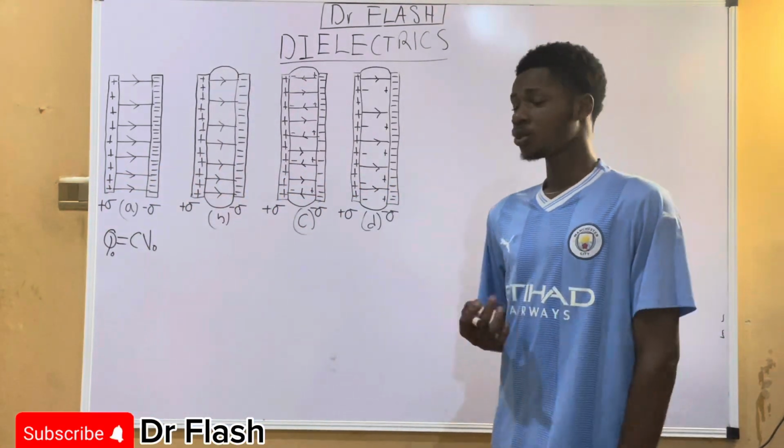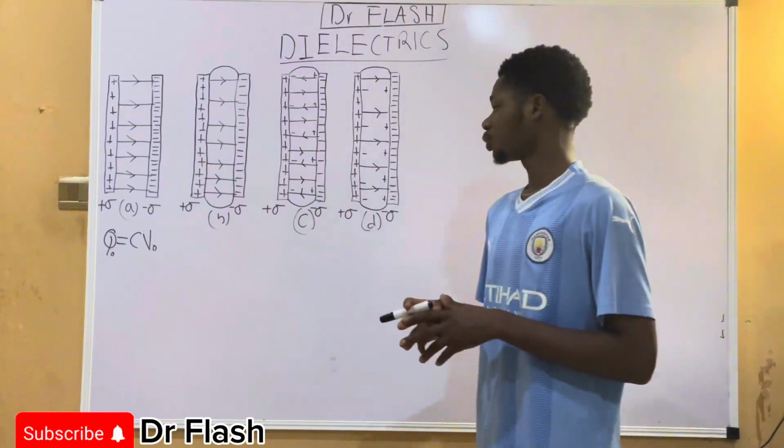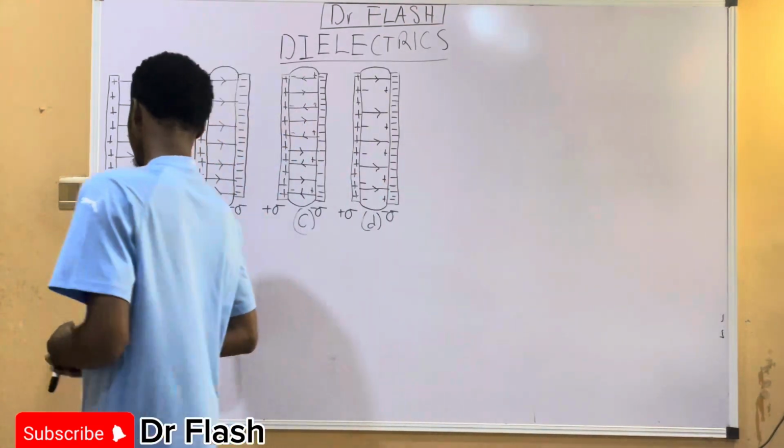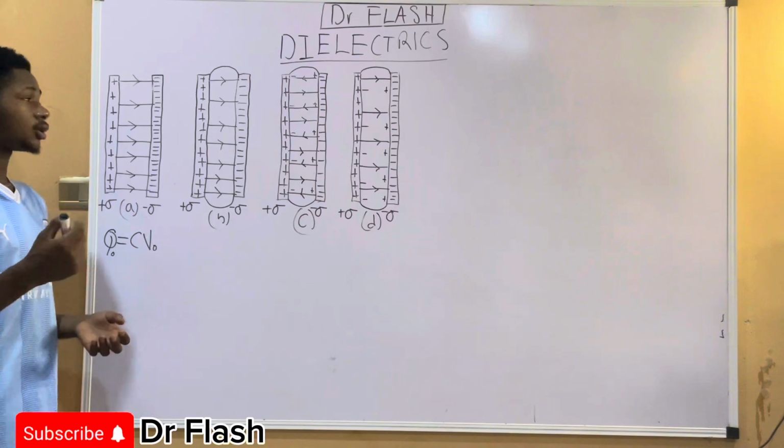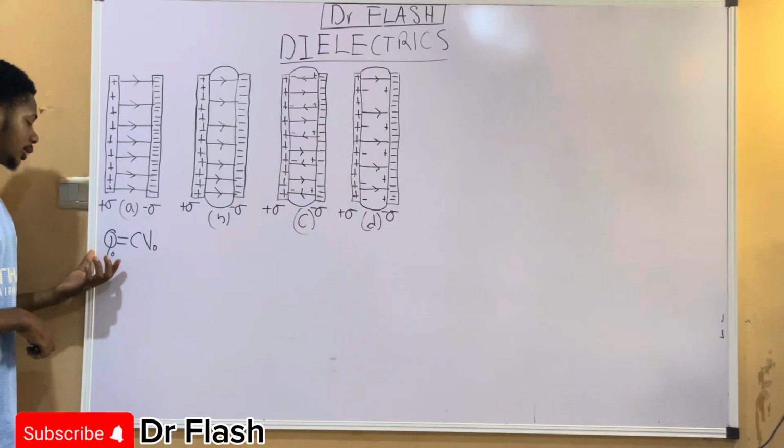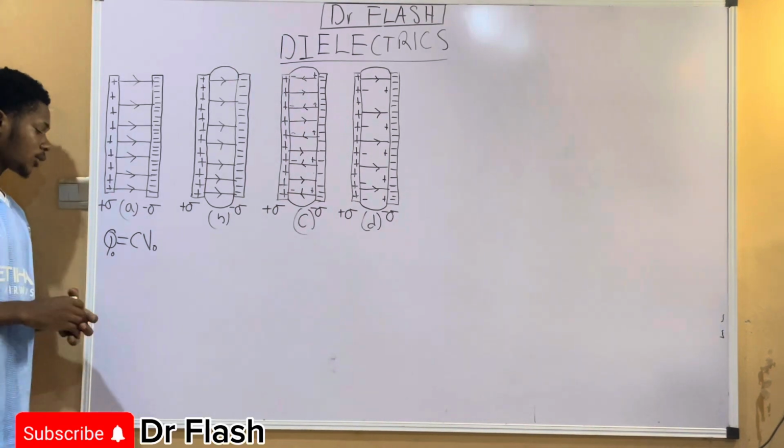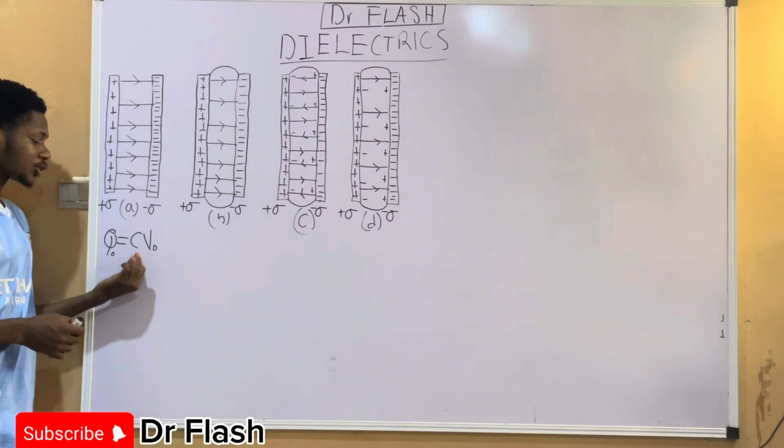I will prove this when we explain capacitors. So if you don't know how we got to this formula, you can watch our videos on the playlist on capacitors. Okay, and then you get this one straight. Now Q naught is equal to C times V naught.